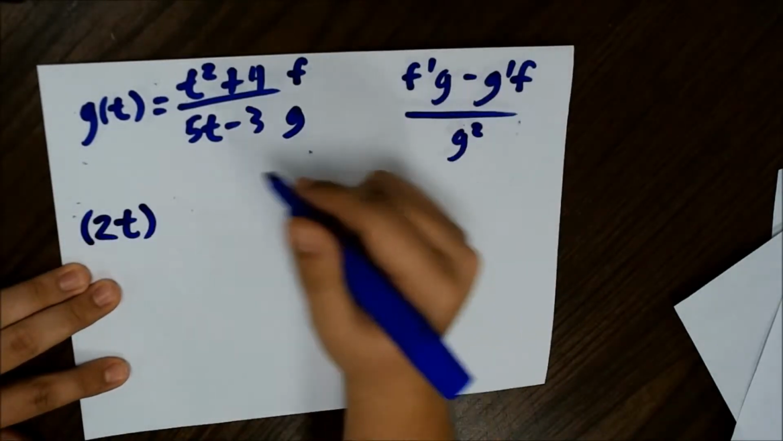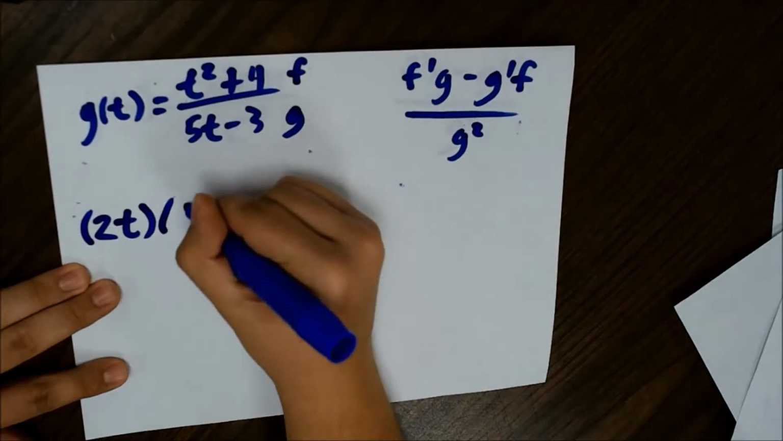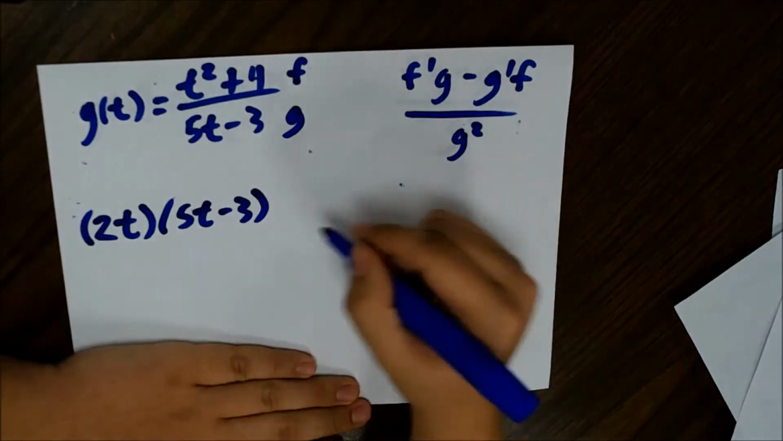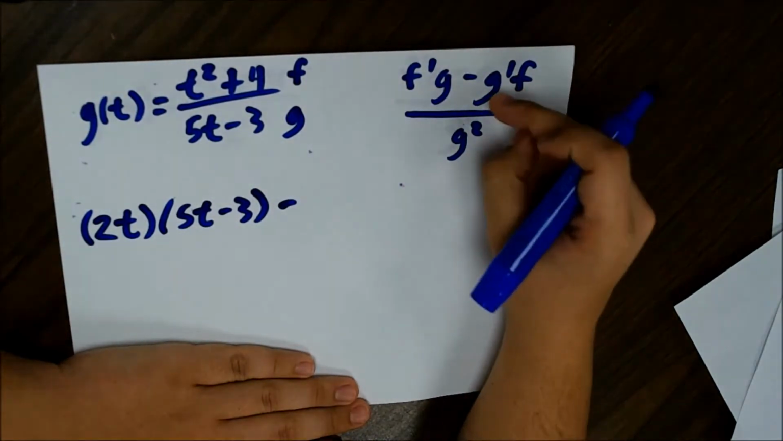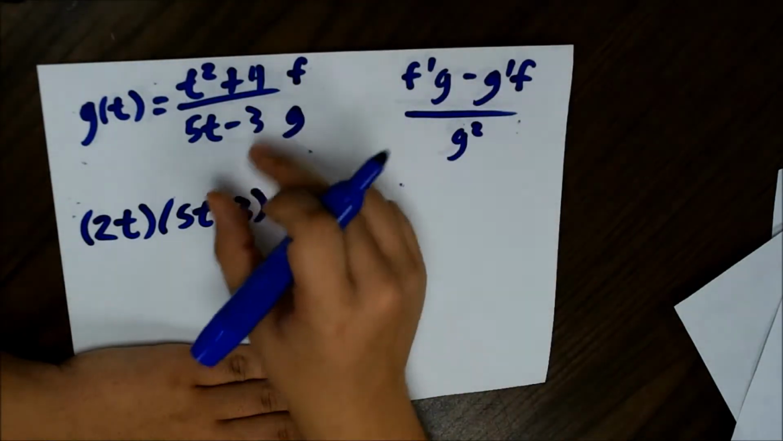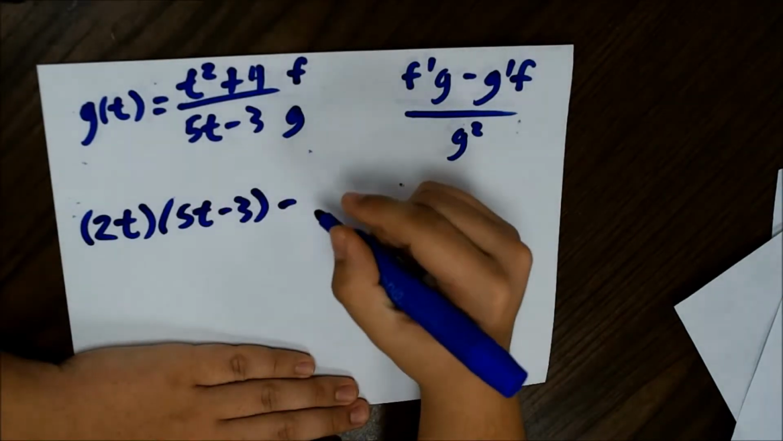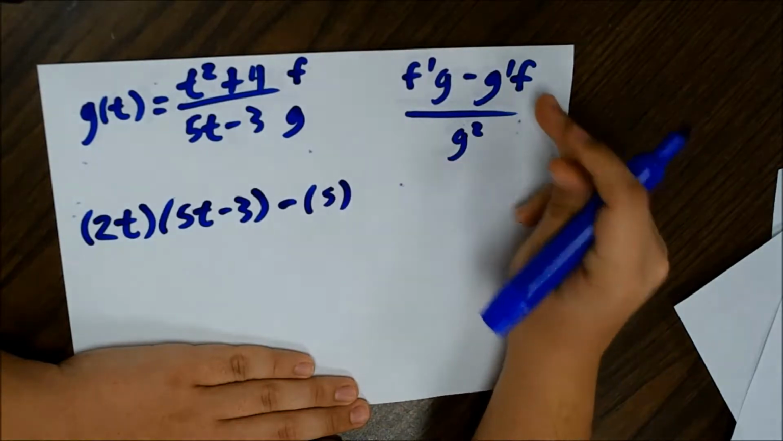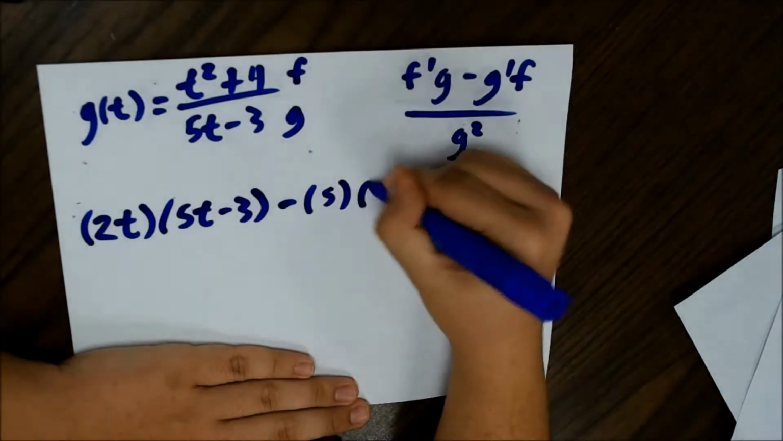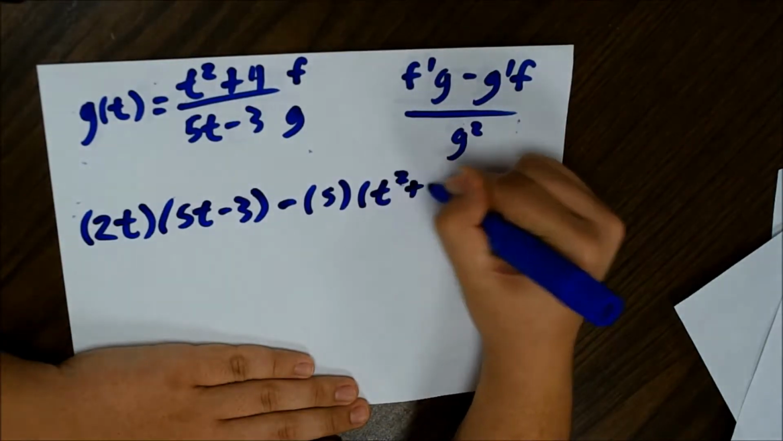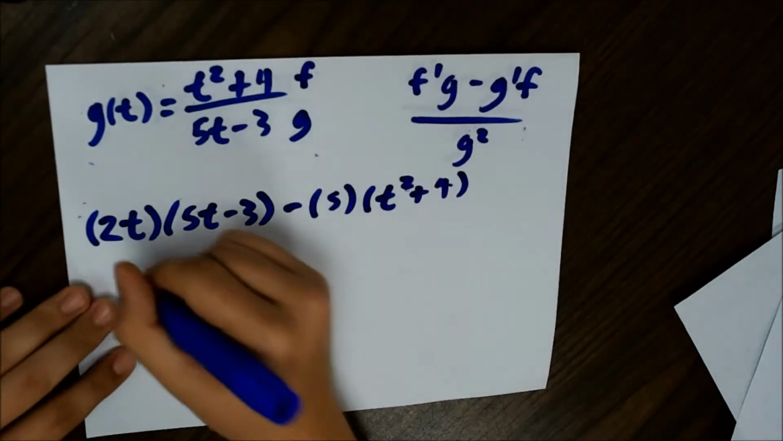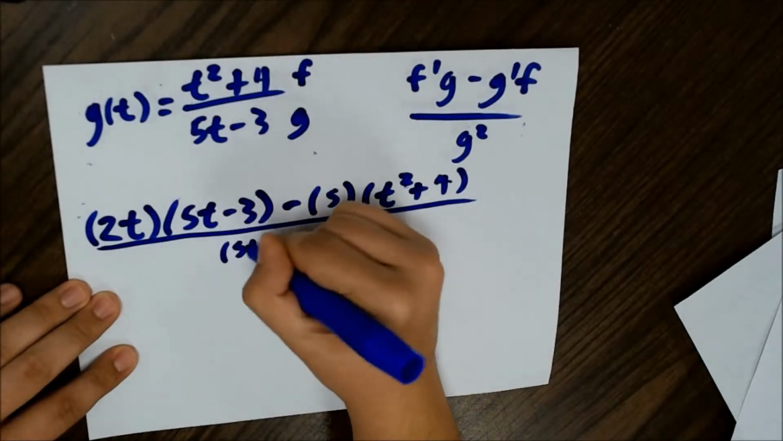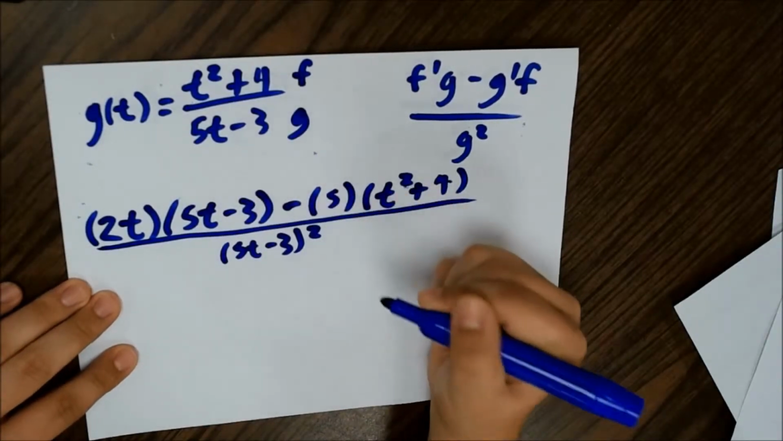Now we multiply it by g, the function in the denominator, so we multiply it by 5t minus 3, minus, now we have g prime, so we take the derivative of our g function. The derivative of 5t minus 3 is just 5, and we multiply it by our function f, so multiplied by t squared plus 4. And all that is over 5t minus 3 squared.